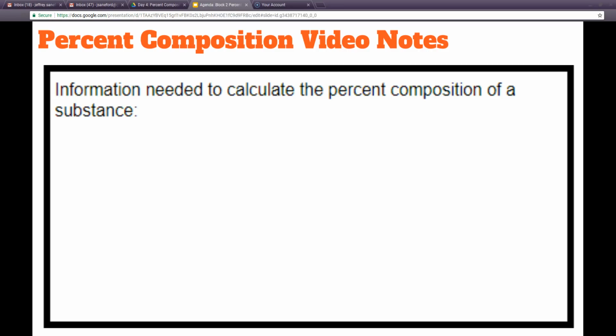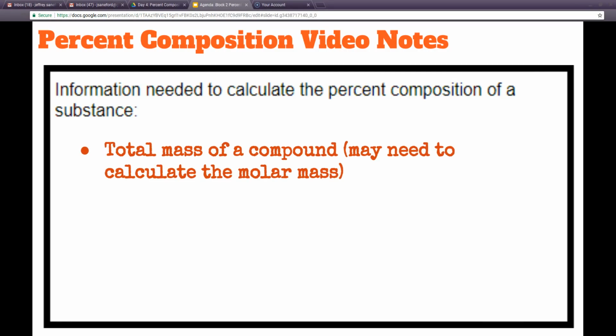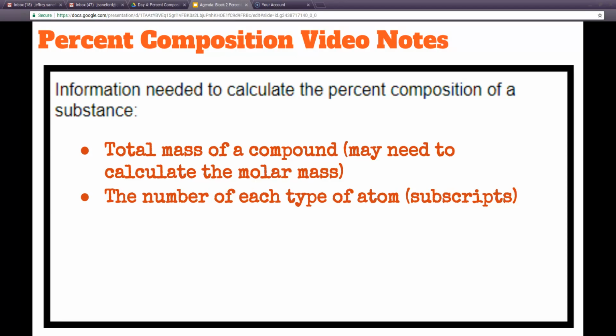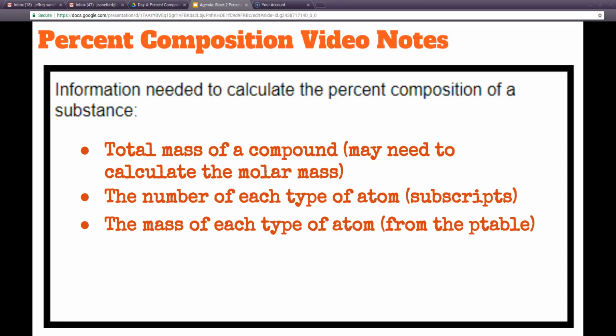So, information you need to calculate percent composition of a substance. You're definitely going to need the total mass of a compound. This is just like finding the molar mass of a compound. You're going to use the periodic table, multiply the mass of each element by the subscripts, and add them up to get a total. That will be your whole part. You also need the number of each type of atom, so the subscripts, to help you get there. And you'll need the mass of each type of atom from the periodic table.